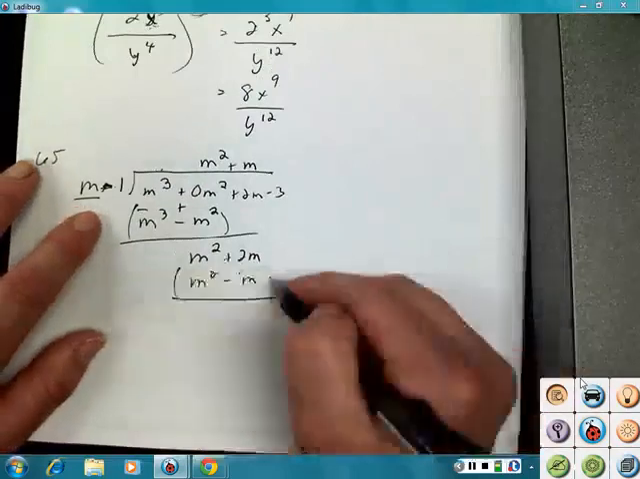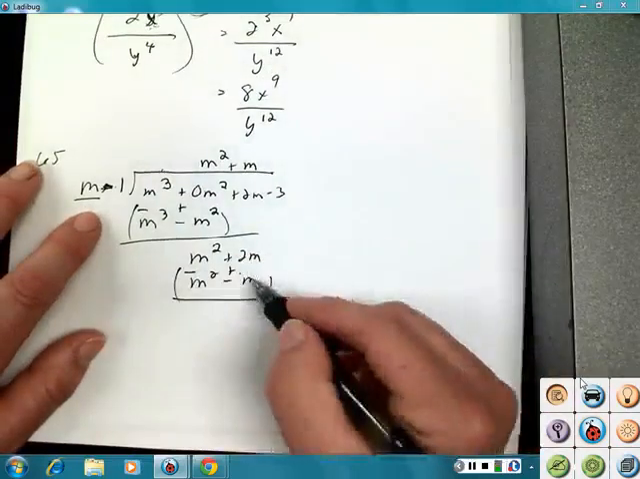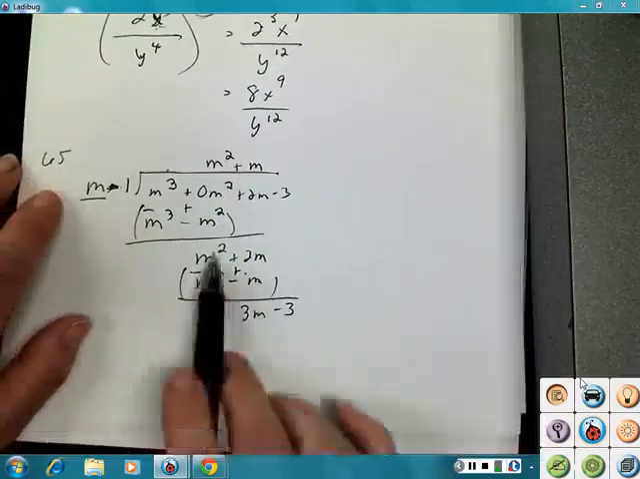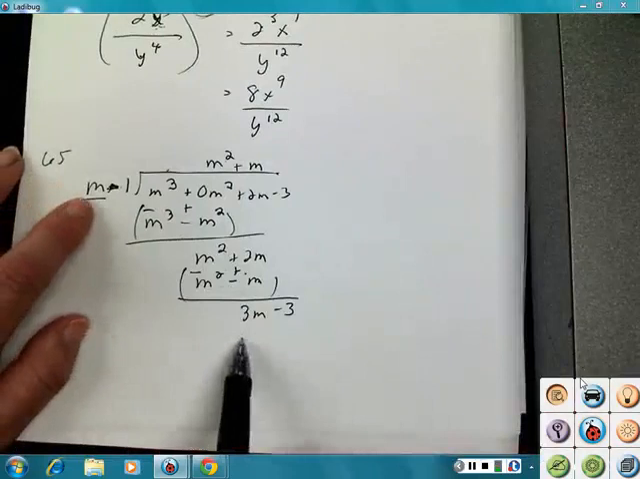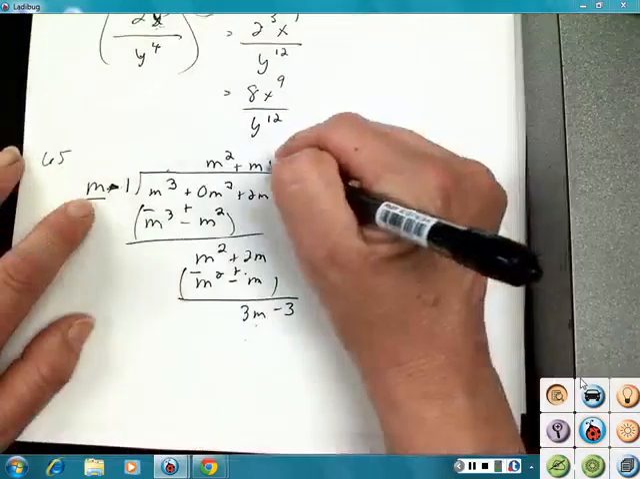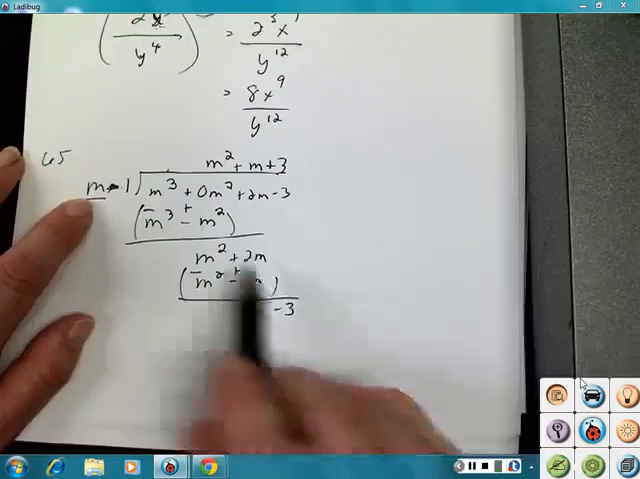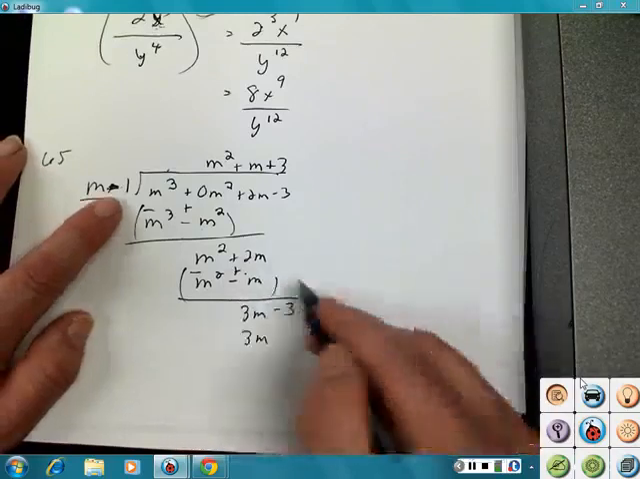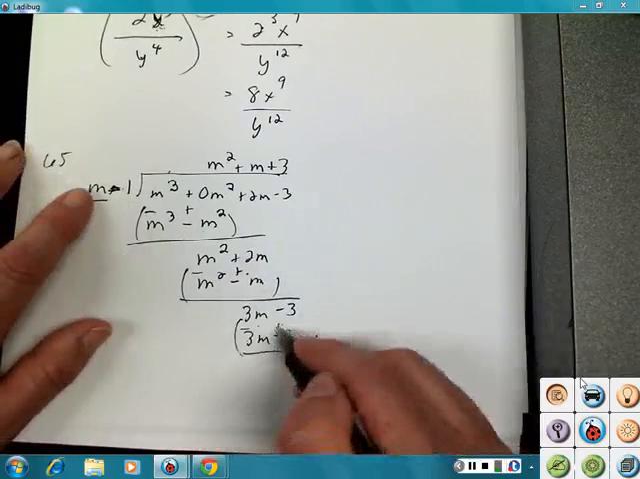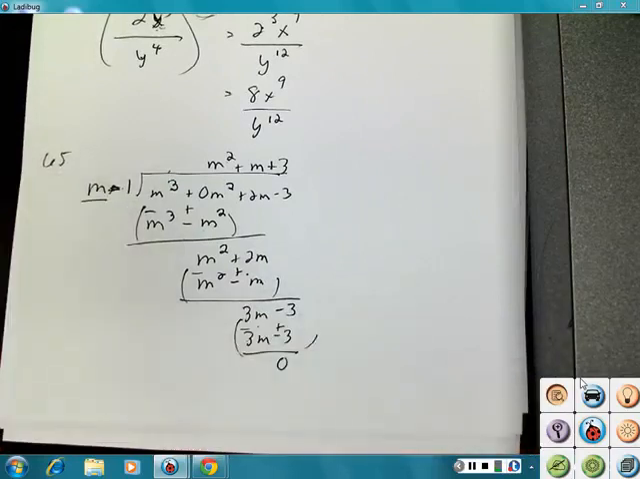Change my signs, negative and a plus. 2m plus m is 3m minus 3. Bring that down. The m squareds are gone. So then, what do I got to do to m to make it look like a 3m? Times it by 3. 3 times m is 3m. 3 times negative 1 is negative 3. And then signs change, and everything is gone. So my answer comes out to be m squared plus m plus 3.